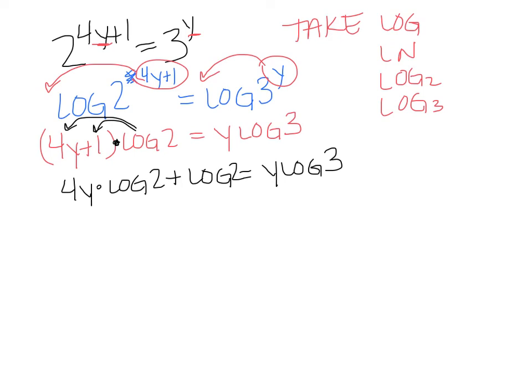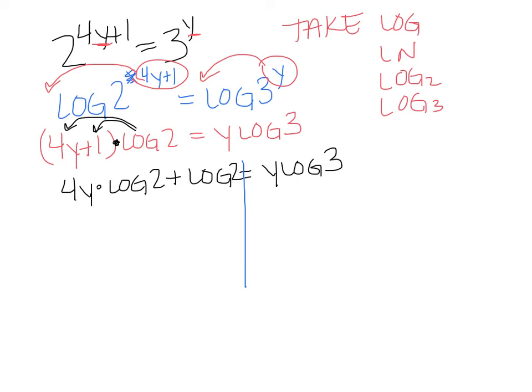Now if our goal is to get y by itself, that means we want to get the y's on the same side of the equation. Right now, if I draw my line, I see that I have y's on both sides. So just like when we're solving a normal equation, we need to move them to the other side, so we might need to subtract or add.